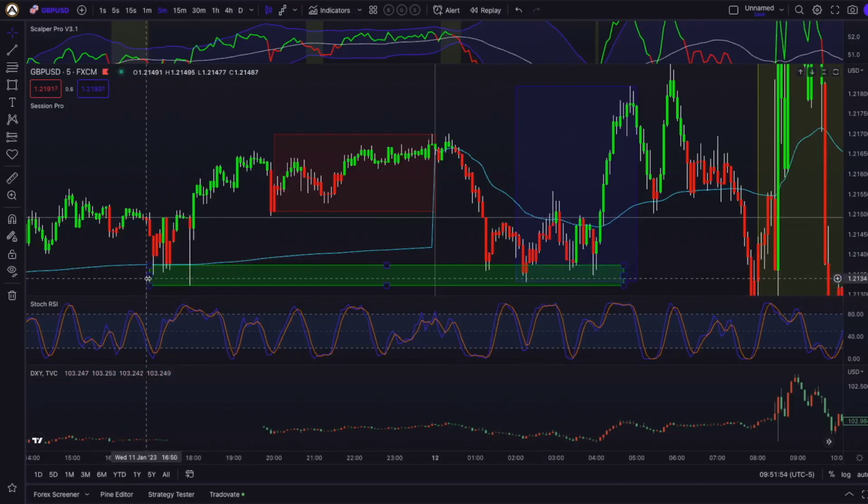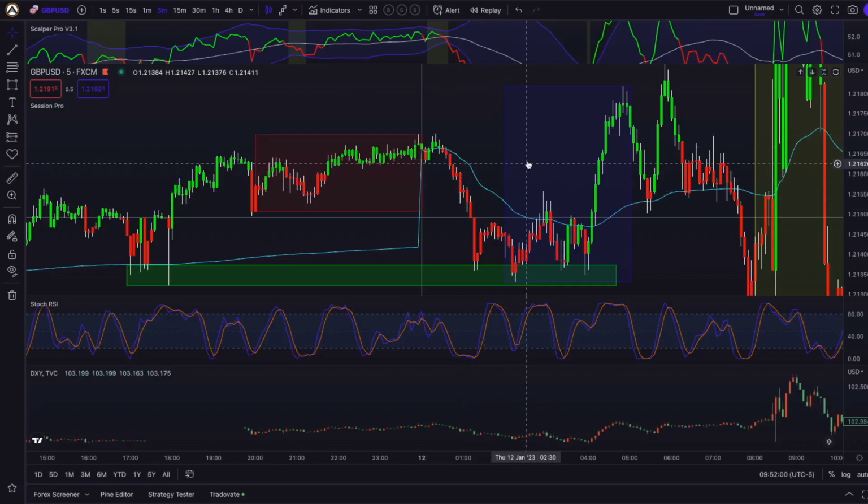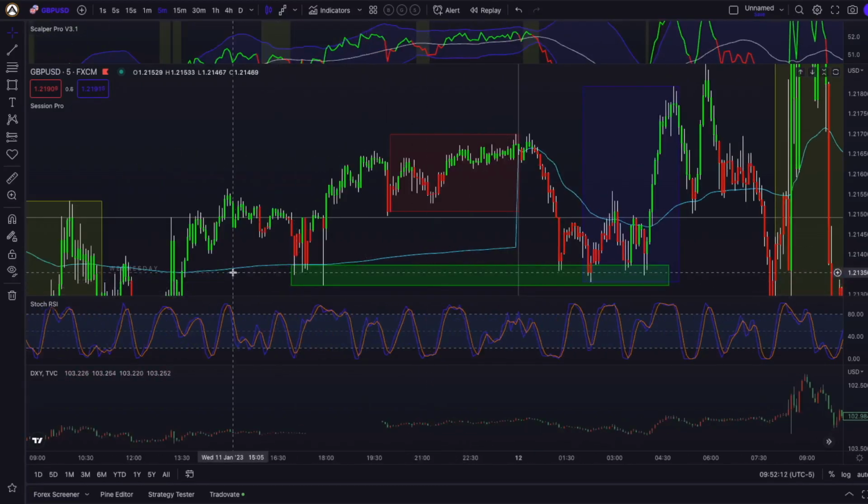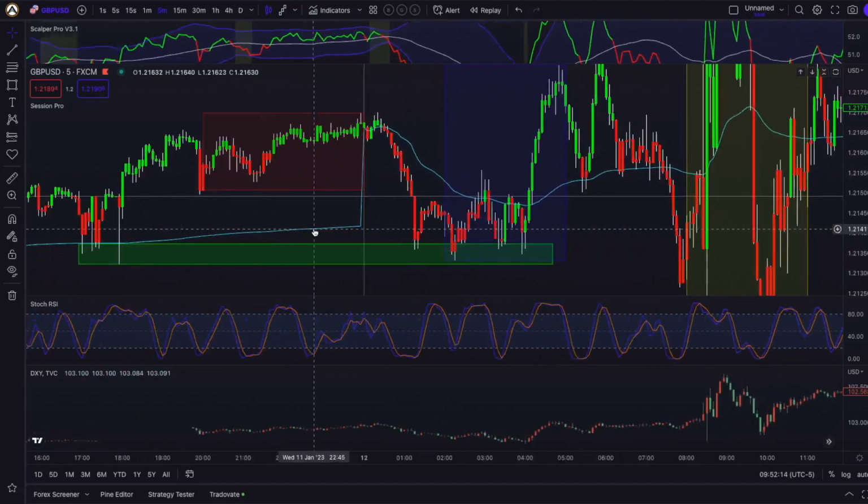So drawing out this support level could have been very helpful for you to actually trade this London kill zone. Prior to the London kill zone, we had a big drop already below the Asian lows. So I wouldn't be looking for shorts at this time. I would rather be focusing on longs as long as we don't break the support level right here.